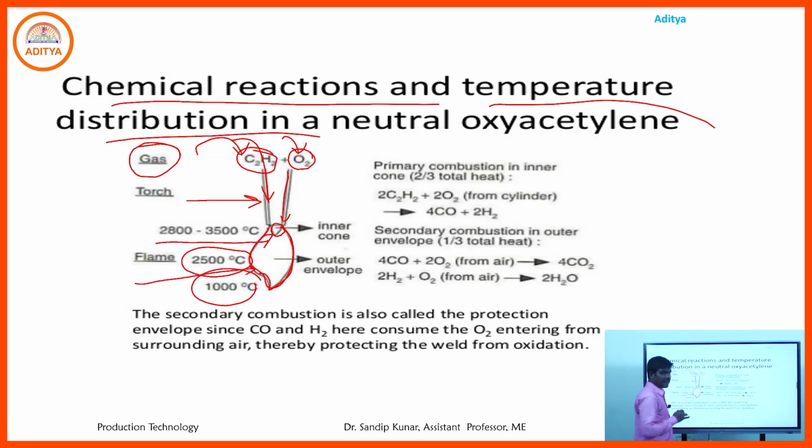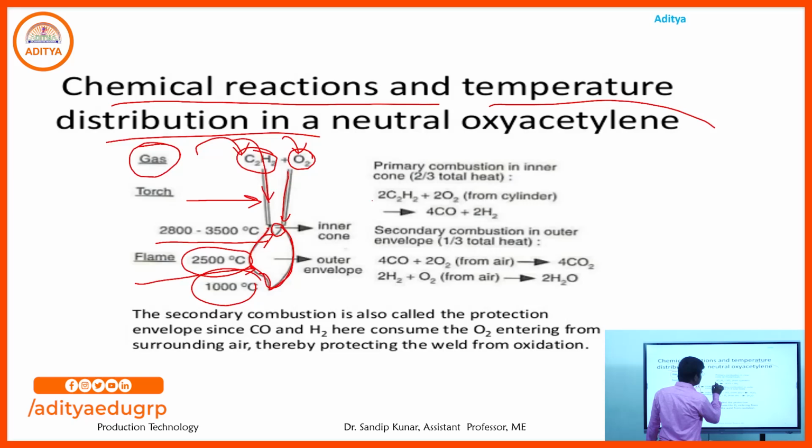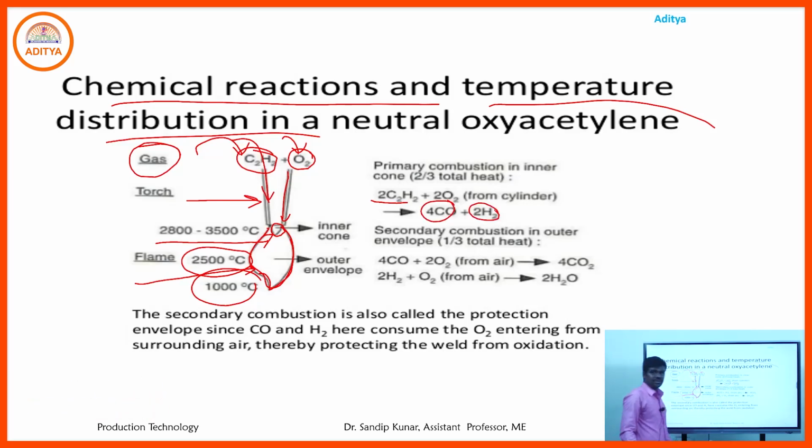In primary combustion, in the inner cone, two thirds of the total heat is generated. Here 2C2H2 plus 2O2 from the cylinder gives 4CO plus 2H2, that is, carbon monoxide and hydrogen gas. In secondary combustion, in the outer envelope, one third of the total heat is generated. Here 4CO plus 2O2 gives 4CO2, and 2H2 plus O2 gives 2H2O.